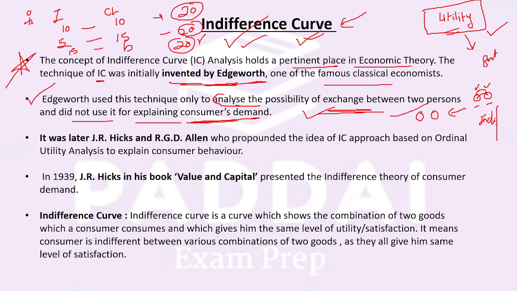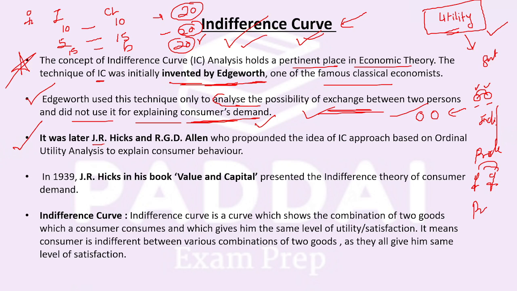Here, two persons means, for example, if there is a production going on and there are two people working, and they are exchanged with each other, what kind of production or output they are giving. So he did not study it for consumer demand; he only studied what possibility of exchange can be there.